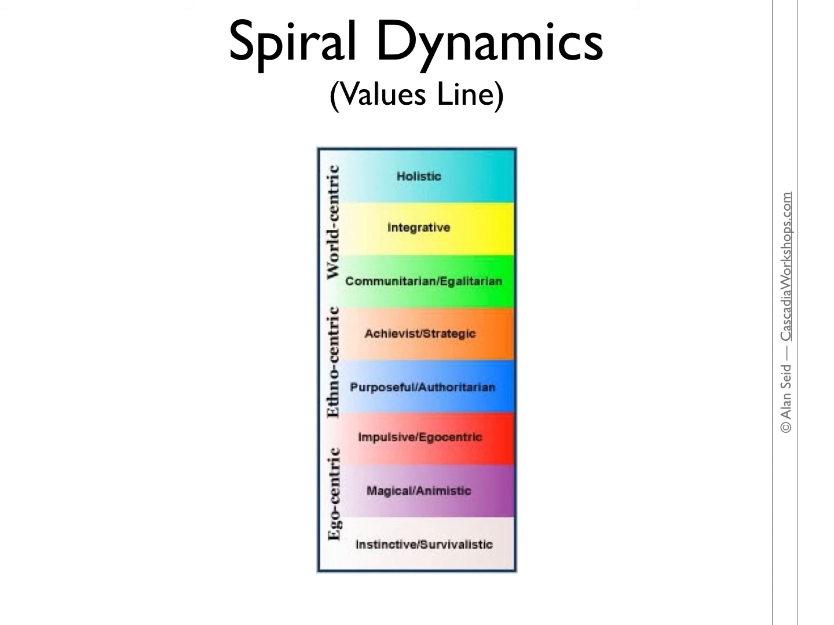So here's, for example, the values line. And this is based on the work of Clare Graves as expanded on by Don Beck and Chris Cowan. And here you see some of the different levels. And we have egocentric, ethnocentric, world-centric. And in spiral dynamics, these are color-coded. I'm not going to go deeply into this because you can look up spiral dynamics on your own. But that's just the values line of development.